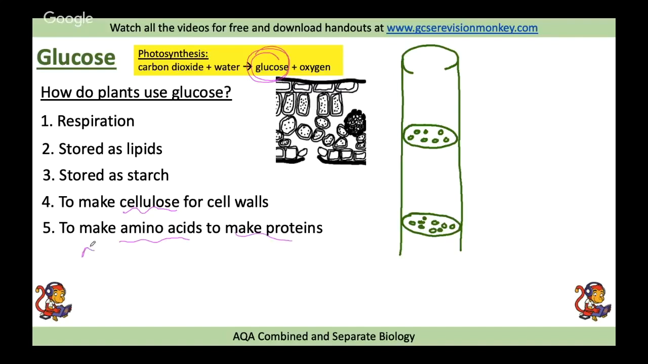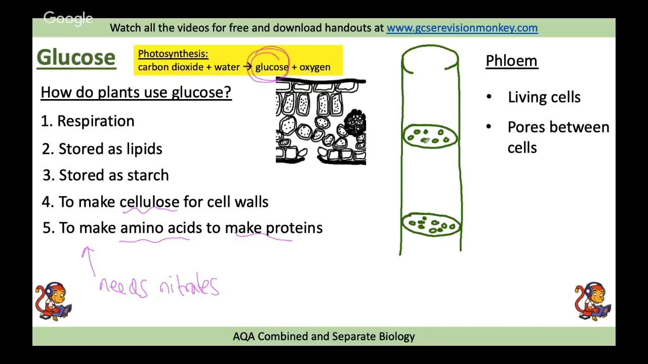Now, this one uses nitrates from the soil as well. So the bottom one, the plant needs the glucose and nitrates which it gets from the soil. Then it will travel in the phloem. These are the living cells, similar to xylem. In fact, they're tubes that transport things, but they've got pores between the cells. They're not completely hollow. And sugar can be transported in both directions.